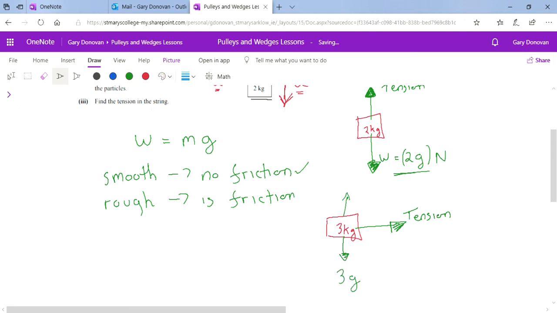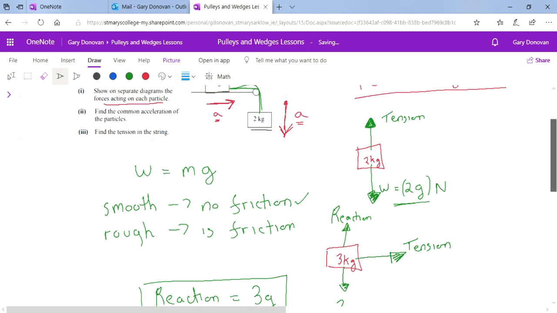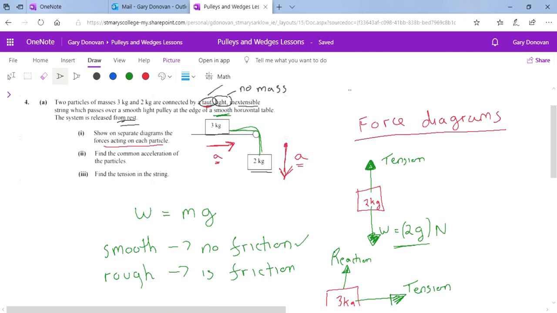And because it's not falling through the table, as with any object on a table, the table is pushing back up on it, and we call that force the reaction force. If the reaction force wasn't there, any object you put on a table would just fall through the table. But in this case it's not moving up or down, so therefore the reaction force equals 3G. Now we don't need that for today's question, but we will look at that in more detail later on. So that's part 1 done. There are all the forces acting on each particle.